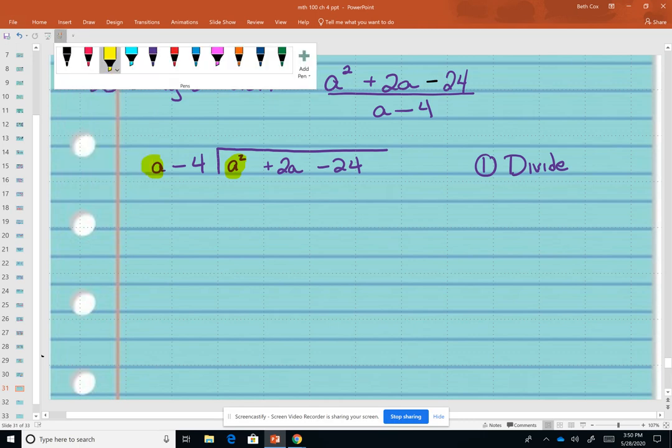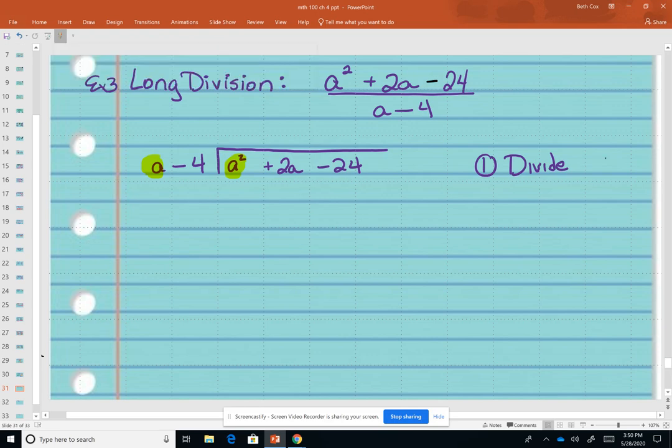So I'm actually going to do a to the second over a. Well, that gives me just a. Okay, so I do that. Now, where do I put that answer? That answer goes up here.